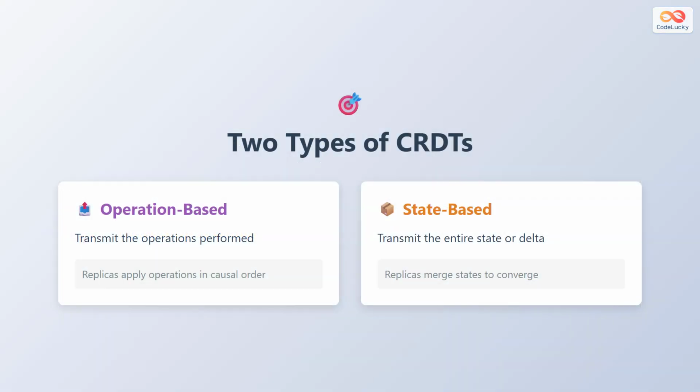There are two main approaches to building CRDTs. Operation-based CRDTs transmit the operations themselves. When you insert text in a collaborative document, that insertion operation gets sent to other replicas, which apply it in causal order. State-based CRDTs transmit the entire state or just the changes. Instead of sending operations, you send snapshots of the data, and replicas merge these states together. Both approaches achieve the same result through different mechanisms.